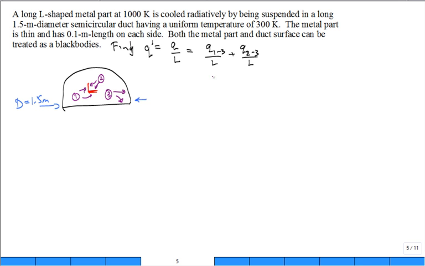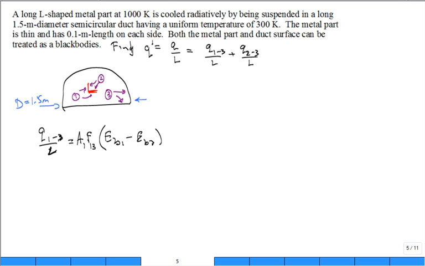Which of these 2 parts is going to be easier, the first or the second part? The first. Yeah, let's go ahead and write it out. So the Q 1 to 3 per unit length would be what? Well, both of them are black bodies, and so it's going to be E_b1 minus E_b3. And then instead of dividing by 1 over AF, let's just put it A times F, where A is the area 1 and F is the view factor 1 to 3.